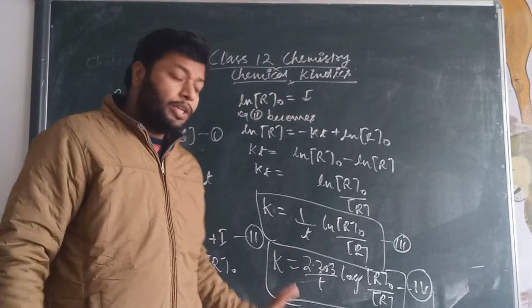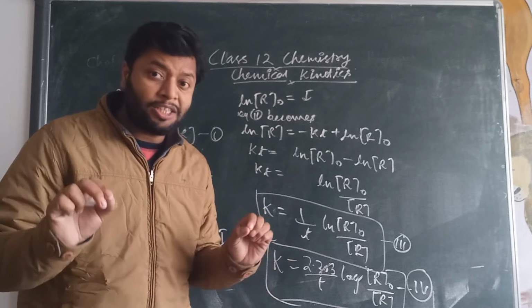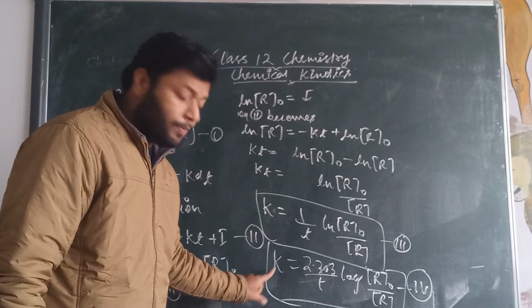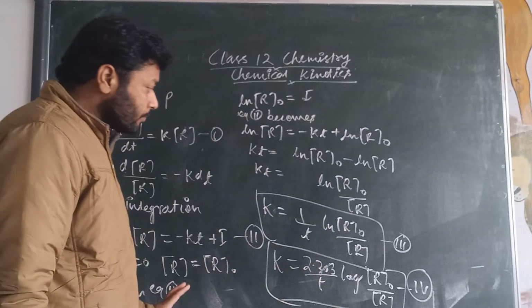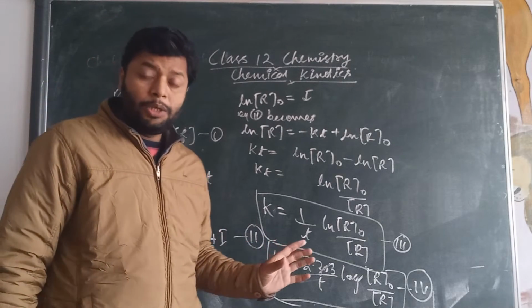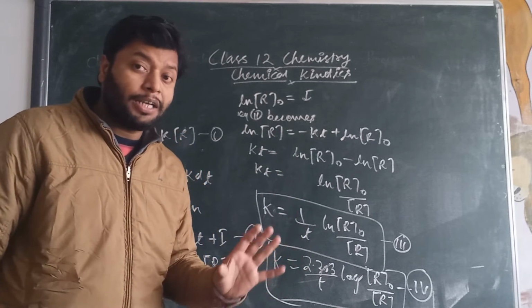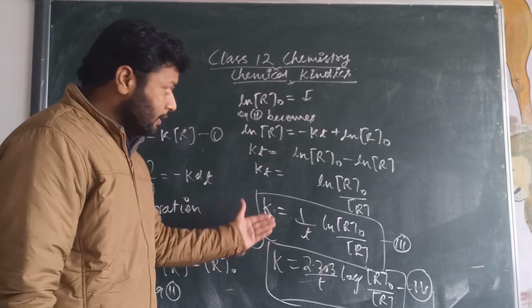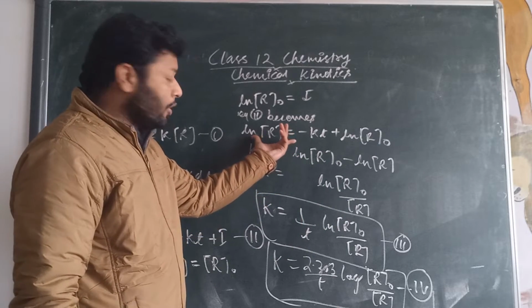Okay, now you can calculate all the numericals based on the first order reaction with this. So k equal to 2.303 upon t. Now we have to plot a graph for this formula. Okay, and before this, look at the condition. This was the integration.